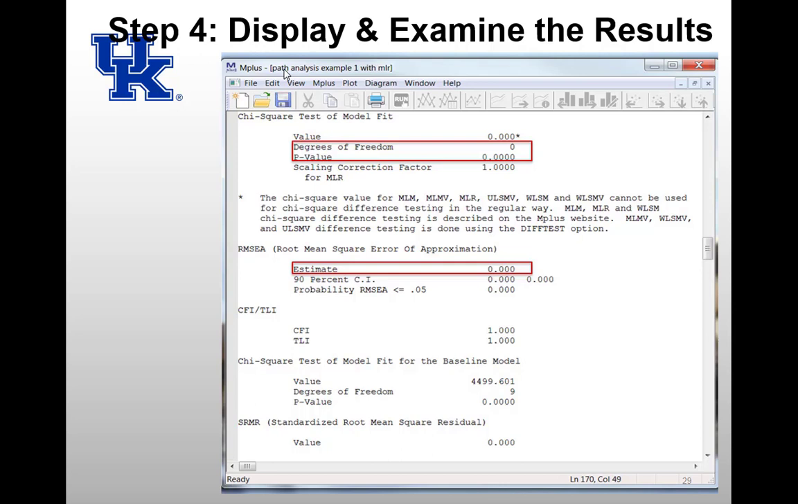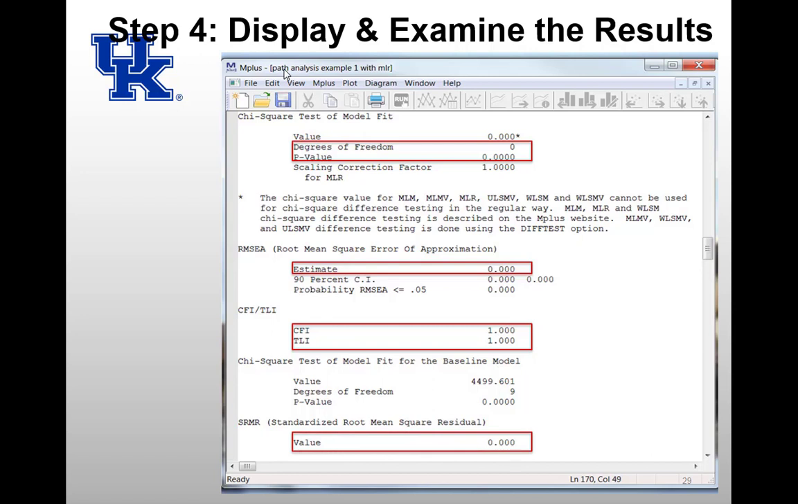But you got so good. And then you got CFI and TLI. We want it to be greater than 0.96, right? But we got 1. And then the final SRMR, we want it to be smaller than 0.06, right? You got 0. And what happened? So is it my computer program going wrong or anything?